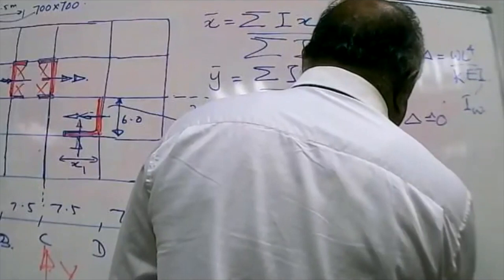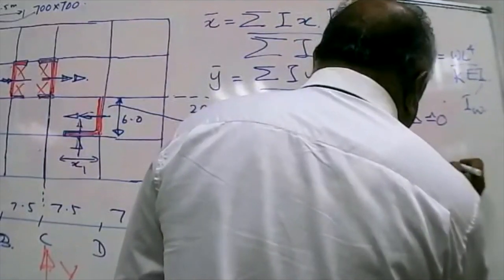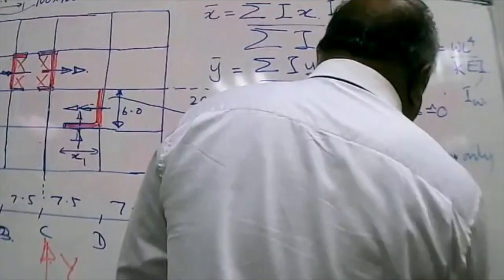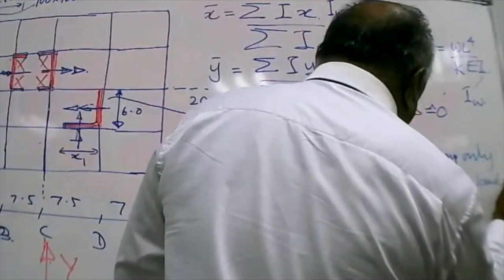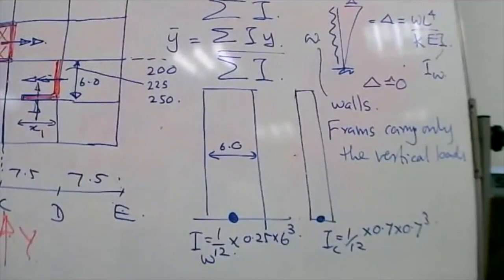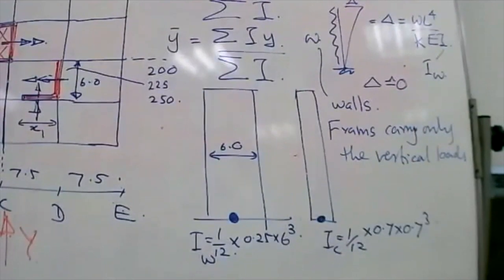And the frames carry only the vertical load. Frames will carry only the vertical loads. Now we have simplified the design to a great extent. Because now all the vertical loads will be carried by the frames. Basically, slabs will transfer the loads onto the beams and beams will transfer the loads onto the columns. So frames are carrying the vertical loads.